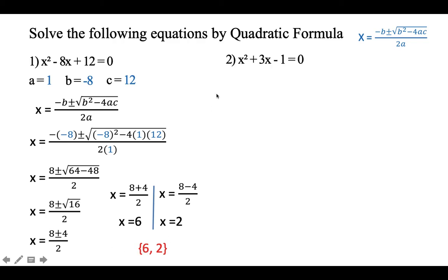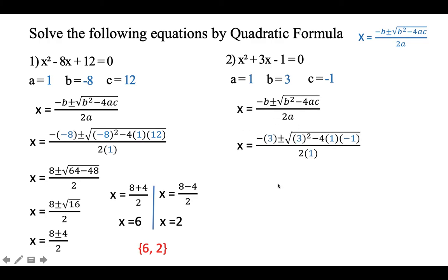Okay, for the given x squared plus 3x minus 1 equal to 0, same process, lay down the a, b, and c. In this case, a is equal to 1, b is equal to 3, and c is equal to negative 1. Write the formula and substitute the values of a, b, c. So b is negative 3, another b here, positive 3, then another b for positive 3. A is positive 1, and this c is negative 1. And lastly, this a is positive 1.